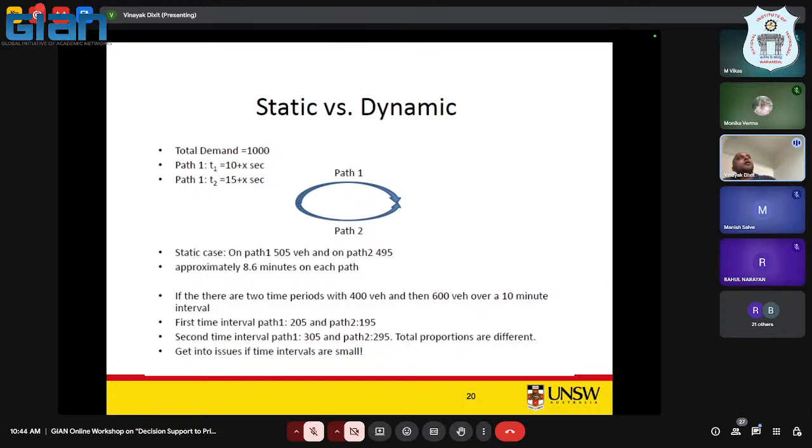So one might ask, why don't we use dynamic for everything? Why are we using static? Static is generally used for long-term planning. So we are interested in averages. We are not interested in actual travel times, what will happen in the next 10 minutes, next 10 minutes, next 10 minutes, etc.